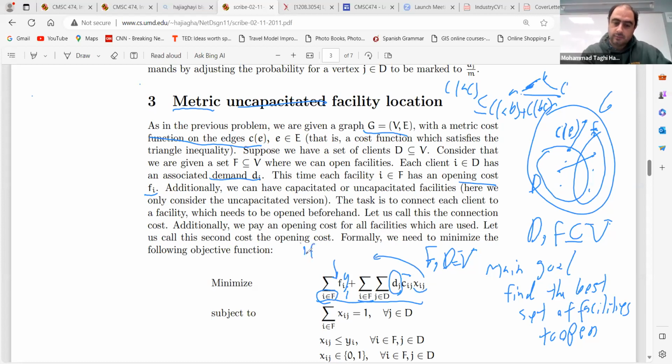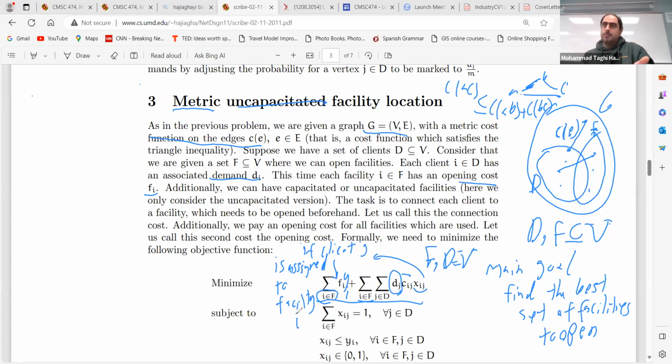if client j is assigned to facility i, then x_ij is equal to 1. In that case, you pay the connection cost. We already talked about the rent-or-buy things essentially.